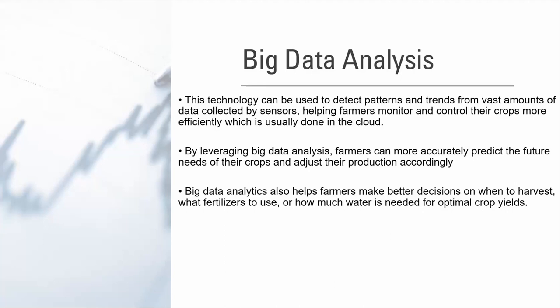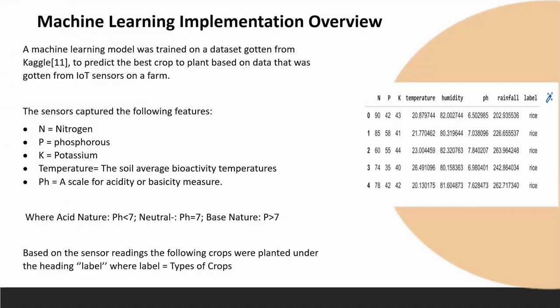This inspired me to make a machine learning prediction of my own, in which I got data from Kaggle to predict the best crops to plant based on data that was gotten from IoT sensors on a farm. These sensors capture data such as nitrogen, phosphorus, potassium, temperature, and they recorded these while different crops were being planted.